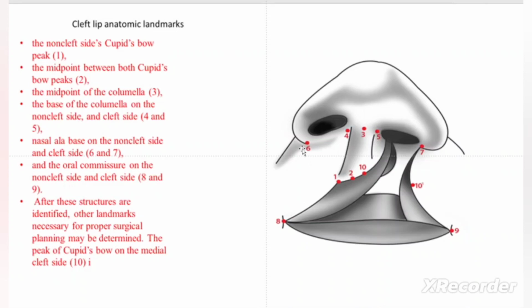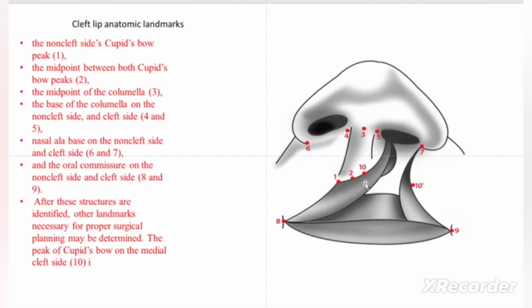6 is the alar base. 7 is the cleft side alar base. 8 is the commissure on the non-cleft side. 9 is the commissure on the cleft side. So we have given numbers 1 to 9 for the anatomical landmarks, but in this chapter 10 and 10 dash are very important, because 10 and 10 dash will come and meet at one point, that is the future Cupid's bow peak on the cleft side. So we have to mark 10 and 10 dash.